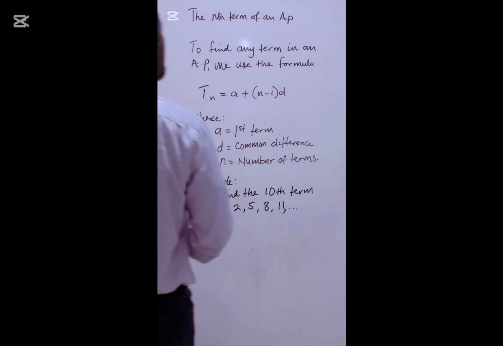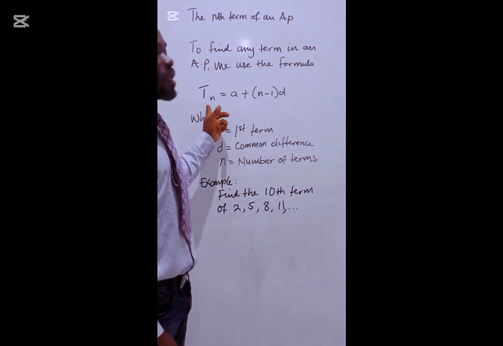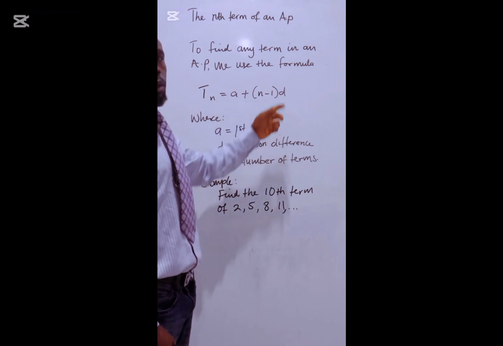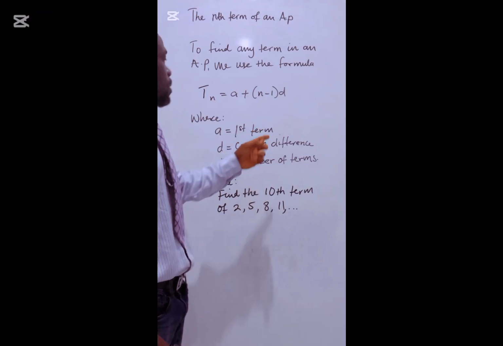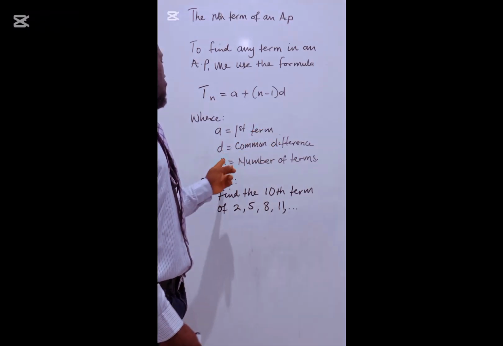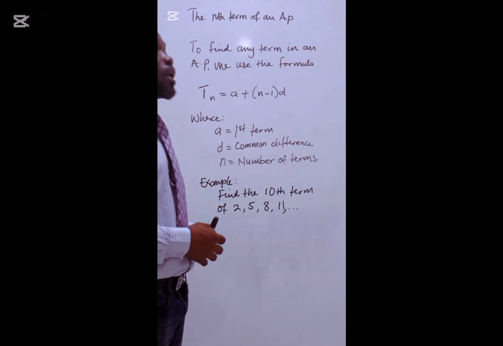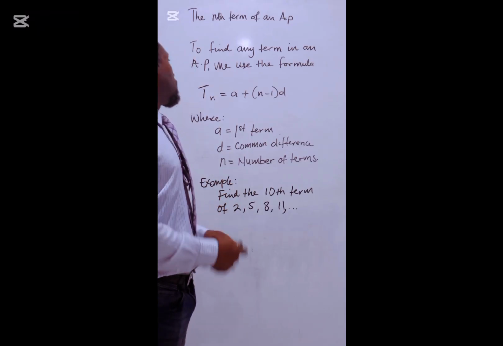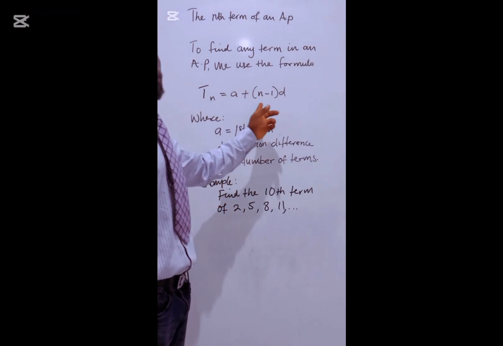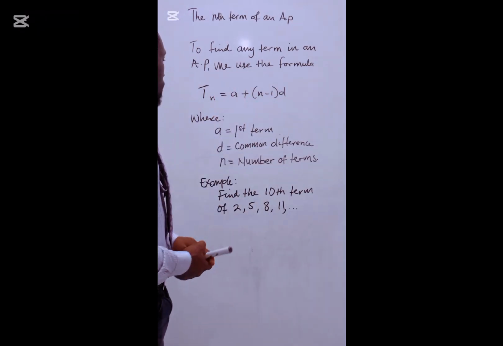The end term of an arithmetic progression can be derived with the formula Tn, which represents the end term, is equal to a plus n minus 1 multiplied by d, where a is the first term of the sequence, d is the common difference, n is the number of terms in the sequence. So anytime you come across a question in arithmetic progression where you are asked to look for the nth term of a sequence, this formula should come to mind: Tn is equal to a plus n minus 1 multiplied by d.